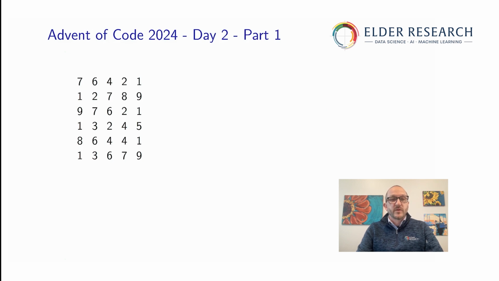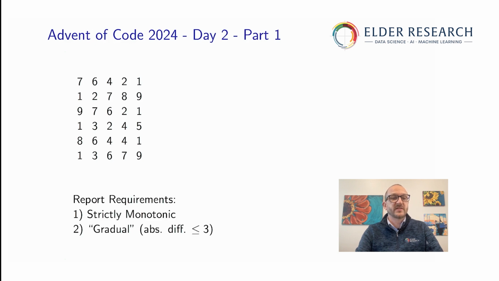Each line consists of a report, and each report consists of a sequence of numbers. Each number in the sequence is called a level. The goal of the problem is to determine which reports are safe and which ones are not safe. A report is considered safe if it is, one, strictly monotonic, meaning it is always increasing or always decreasing, and two, what the problem calls gradual, meaning that it doesn't increase or decrease too quickly. So the jump between two numbers should be no more than 3.